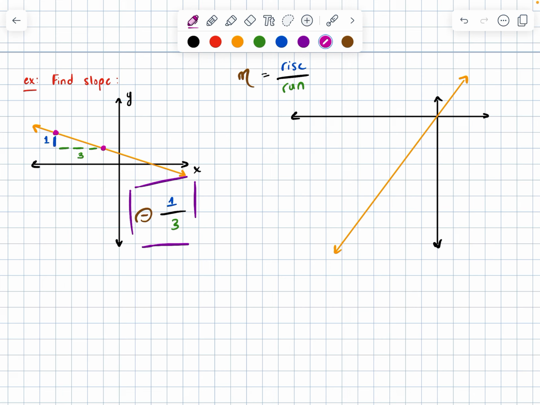And for the one on the right, here again, just need to find a couple points. So looking at my graph, it looks like I've got a nice point actually here on my origin, and then I've got another nice point kind of over here.